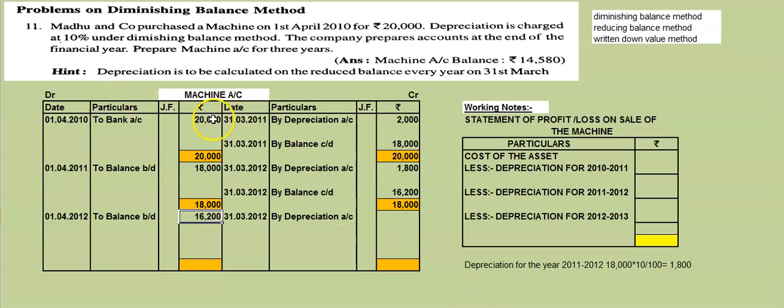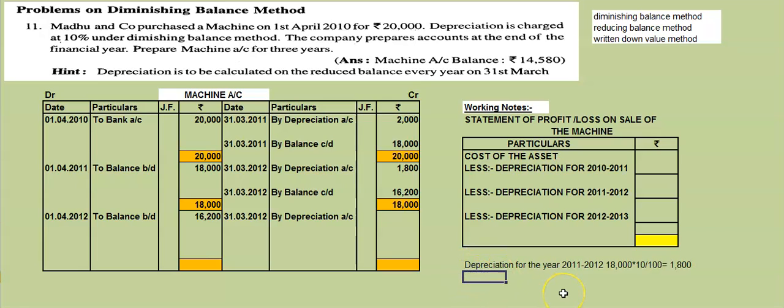First year we have taken on 20,000. Second year on 18,000. Now on what value? On 16,200. That is the reduced value. Every year the value goes on reducing, and every year depreciation also goes on reducing. First year it was 2,000. See, the first year value of the asset is 20,000. Depreciation was 2,000. Second year the value of the asset became 18,000. Depreciation became 1,800. Third year is 16,200.